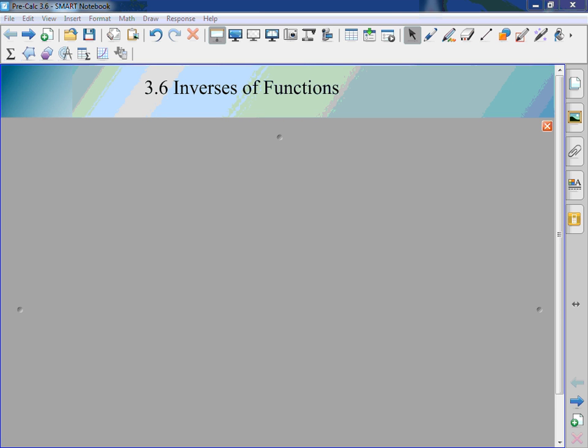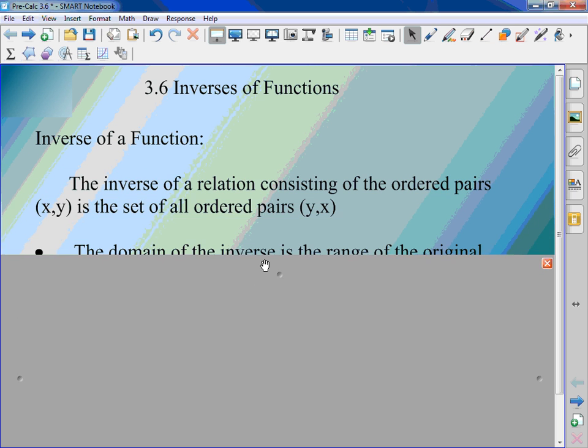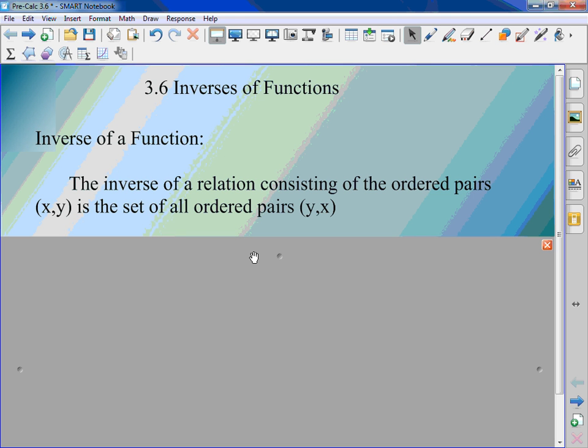3.6, inverses of functions. What an inverse of a function is. The inverse of a relation consisting of ordered pairs x, y is the set of all ordered pairs y, x. What's the only thing that happens? They switch. The x's become y's and the y's become x's.